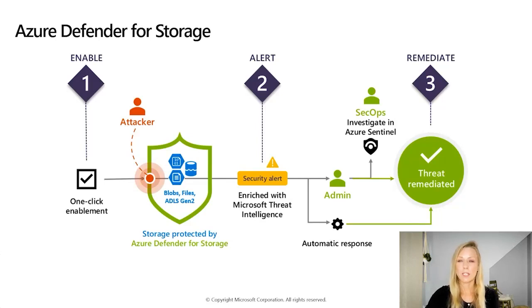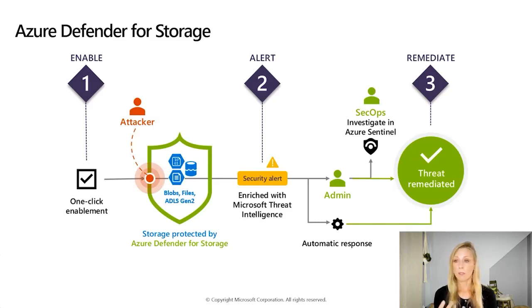When might you get a security alert? So let's take a look at this graph. As I said, we enable it. We saw how you do that in the pricing and settings as Azure Security Center. So it's one-click enablement. We can cover blobs, files, data lakes. If we have an attacker trying to go after them, we'll get an alert enriched with all of that threat intelligence that we have access to.